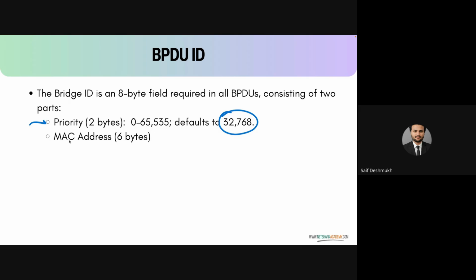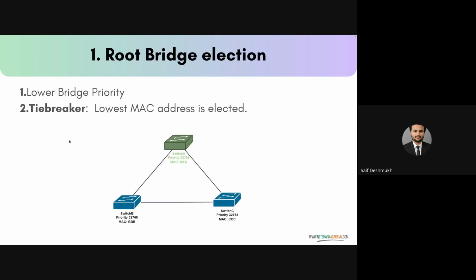This is a MAC address that comes from the module as a whole of the switch. Okay, it's not the MAC address of any specific interface. It represents the whole bridge, and it depends on the platform. The MAC address cannot be changed, even though the priority can be changed. So that's the bridge ID. Okay, the very first thing that they do is they elect a root bridge.